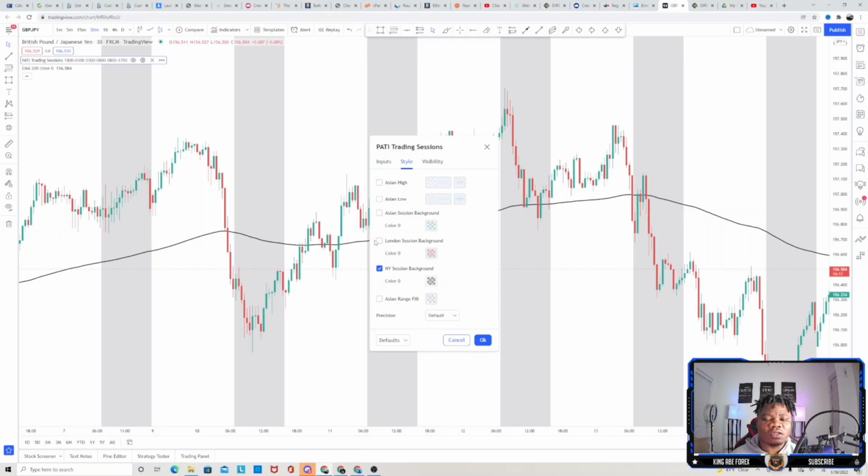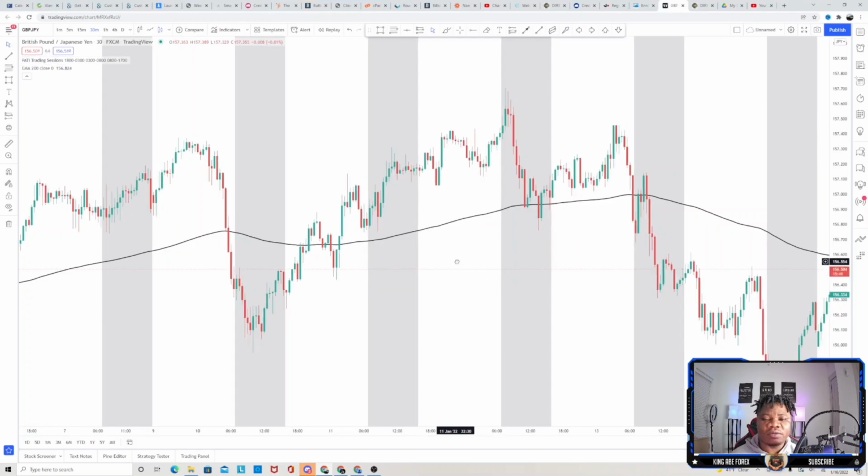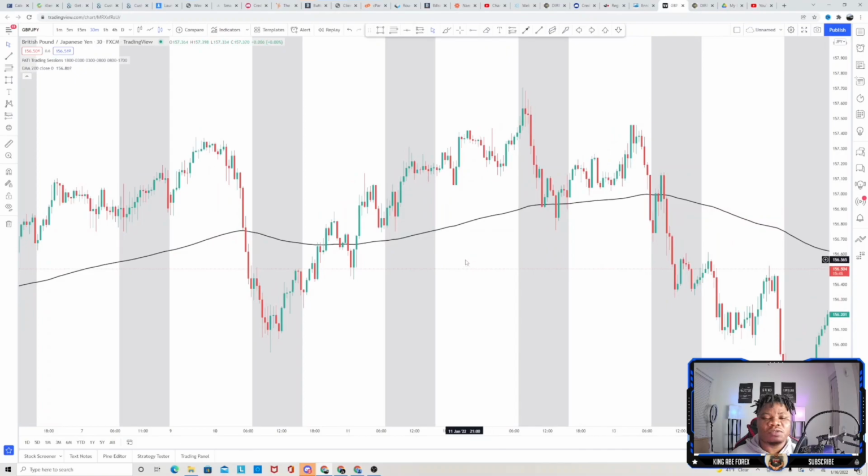If you trade London session, you click on London. If you trade New York session, you click on New York session. I like trading during the New York session, that's why I have my New York session checked. For your input, you have to figure out your own time zone, and then you click on New York session or London session, and once you're done, you click on OK. Since we're only looking to trade during the New York session, we need to make sure price is above the 200 EMA.